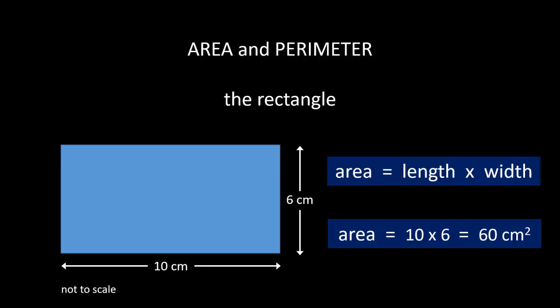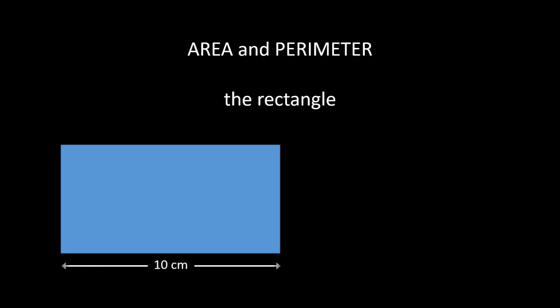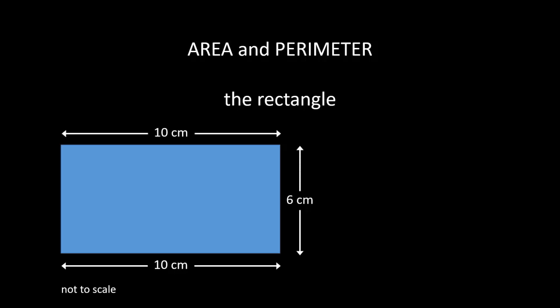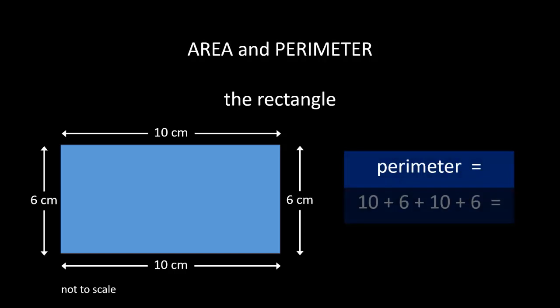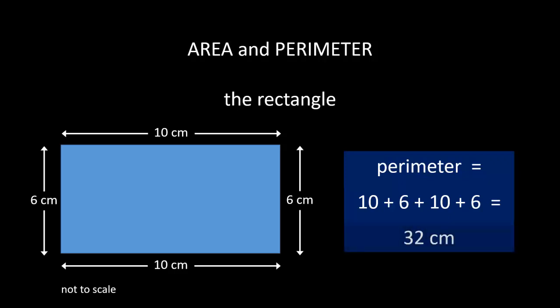Okay, so let's have a look then. Same rectangle, and we're going to have a look at the perimeter. Now the perimeter is the distance around the outside. So if that's 10, that long one on the bottom, the one at the top must be 10 as well. And if that's 6, that must be 6 over there. So the perimeter is the distance around the outside, so we say it's 10 plus 6 plus 10 plus 6. And notice the units will be the same as the lengths, so that's 32 centimetres.